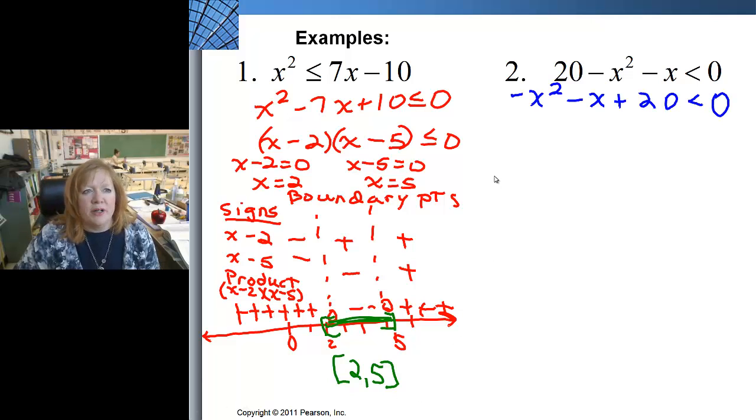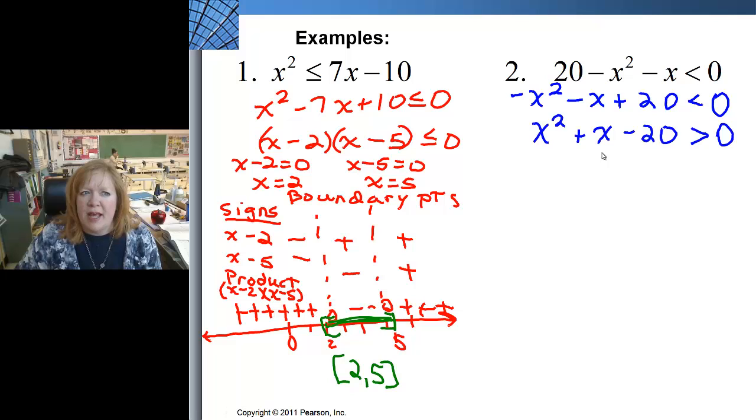Let's look at number 2 here. I'm going to rearrange it so I have x squared being the first term. I've got a negative in front though, and I don't like that. So I'm going to multiply through by -1. Make sure you flip this sign around. So we've got x squared plus x minus 20 greater than 0. So now we've got 0 on one side, and we can factor this.